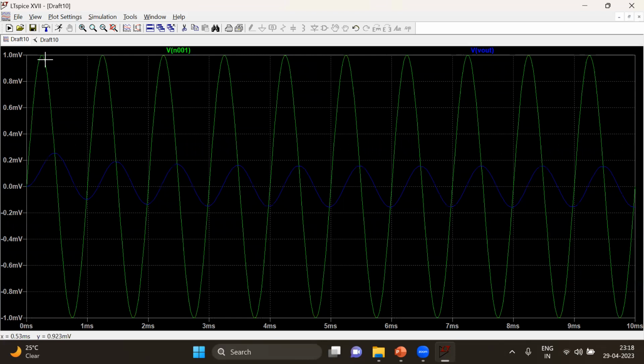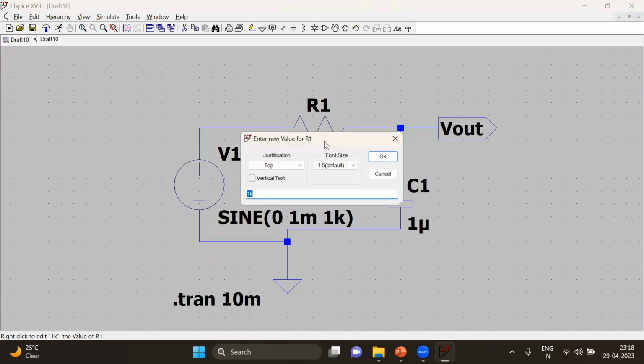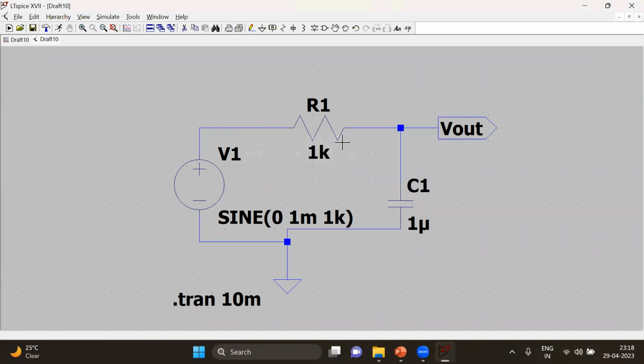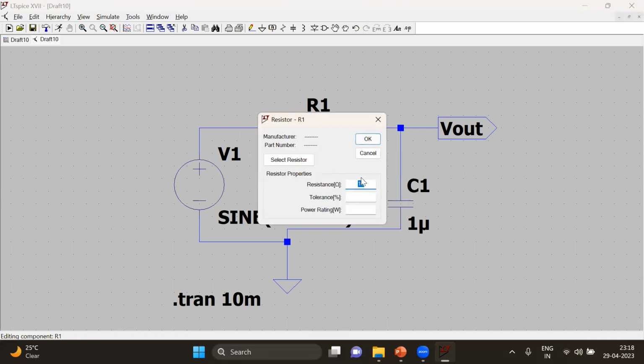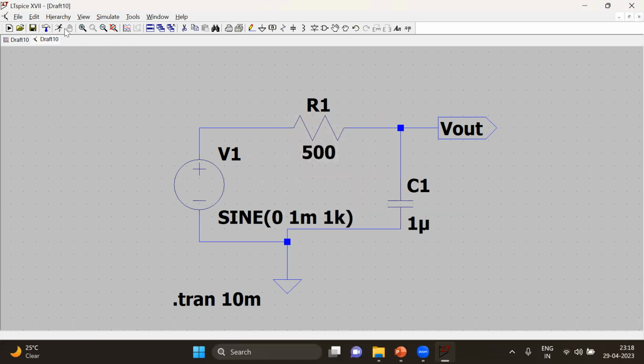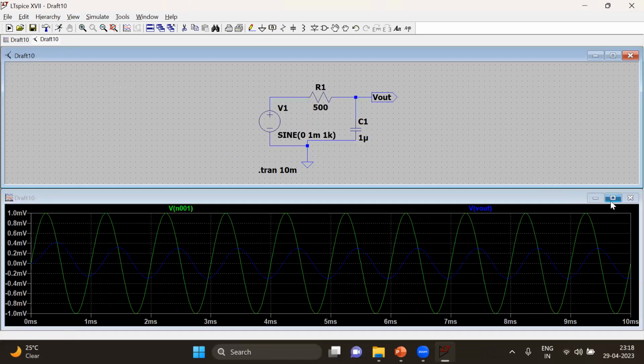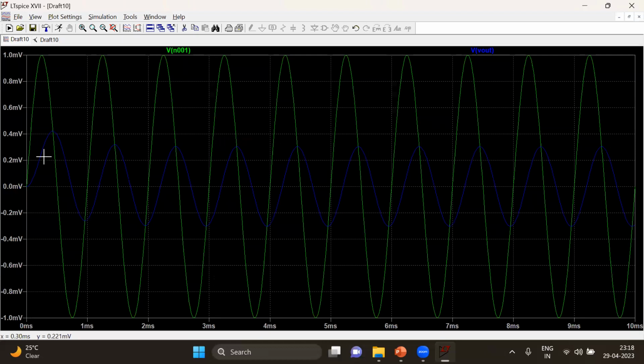So let's play with some values of the resistance. Now just try to set some different resistance values so that the voltage across the resistance will be less and more voltage would be coming across the output. So I'll be putting in 500 ohm, which is less than the 1k. Now you will be able to see that our waveform has risen from 0.4 millivolt, going up and down.